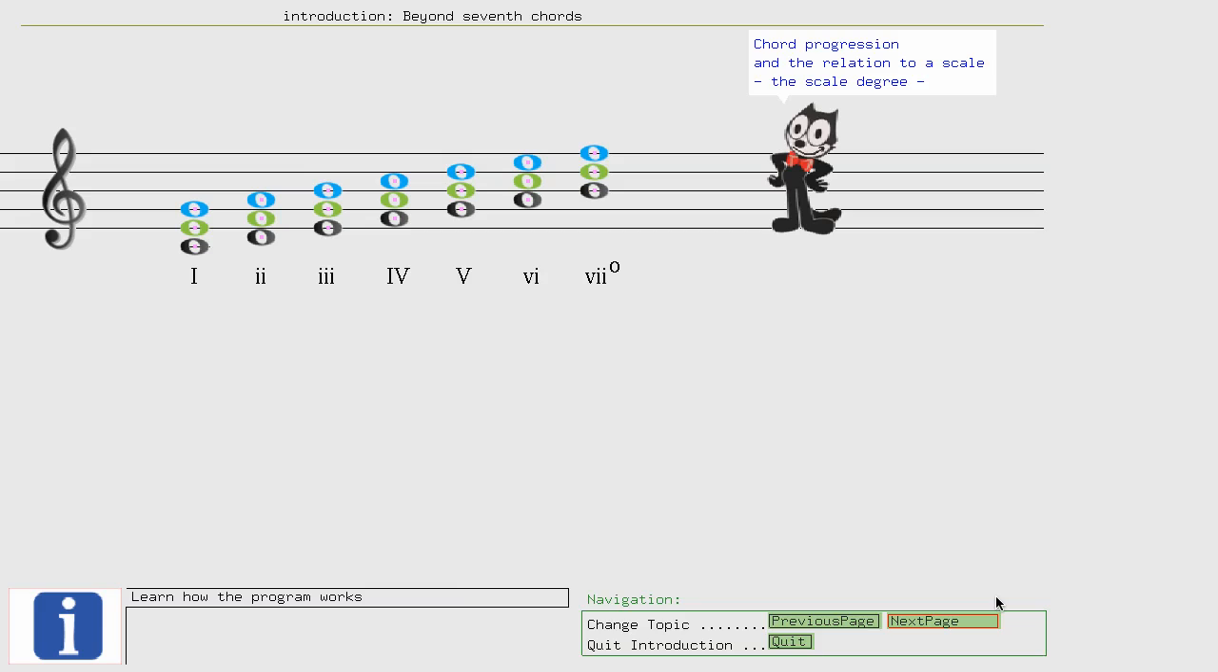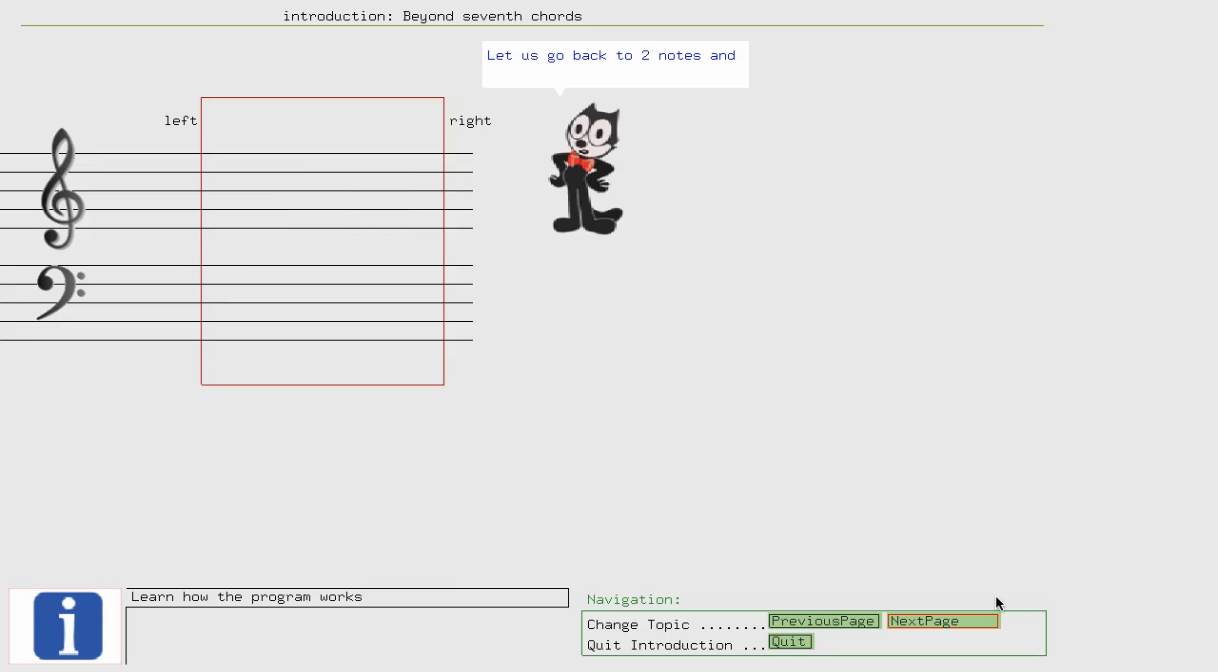Chord progression and the relation to a scale, the scale degree, is used by composers to follow the rules of tonal harmony. Let us go back to 2 notes and see what can help in the listening process. How can we differentiate 2 sounds? First, location. A sound can come from left or right.